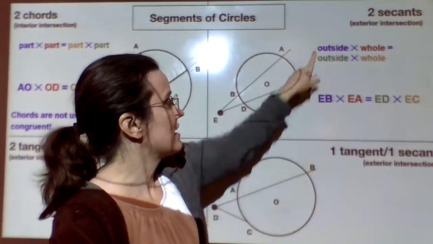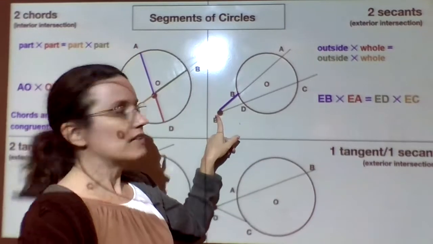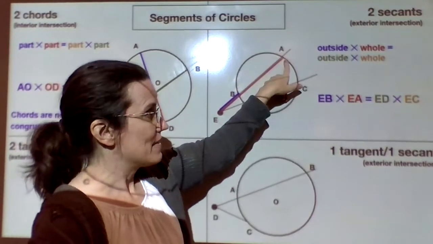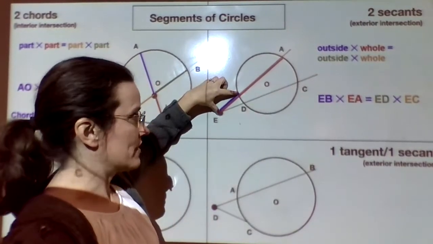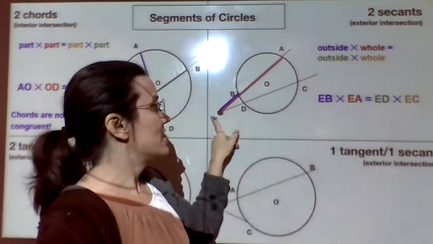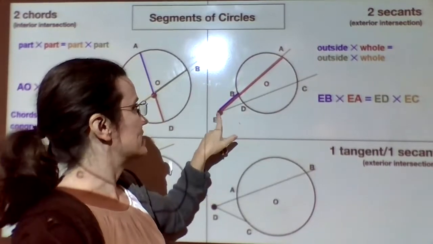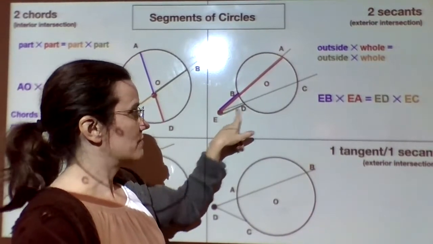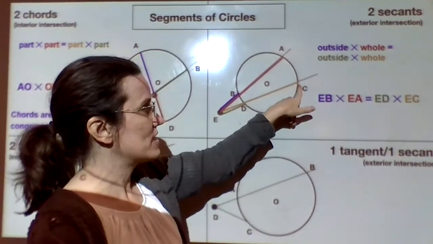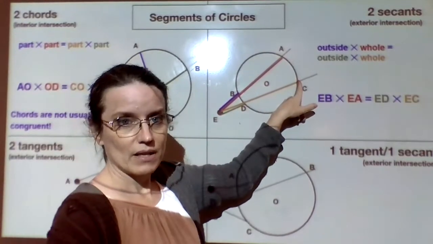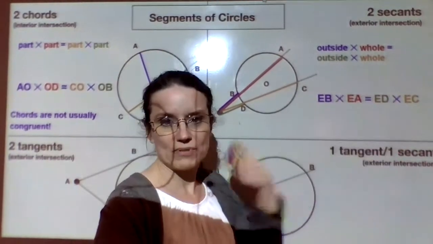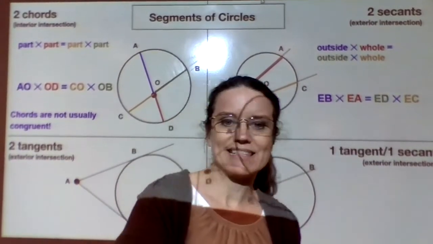What that's going to look like: the outside of this first one is this length from E to B, and then this whole segment goes from E to A. I need how long this piece is and how long that whole one is. Those are going to get multiplied together. Then we do the same thing for the other secant. I'm going to have the outside part from E to D multiplied by the whole segment from the vertex to the outside edge here, so from E to C. That's how you find these parts. You plug whatever parts you have into this formula and use your algebra to solve for whatever you need to find, which we'll get to see in an example in a minute.